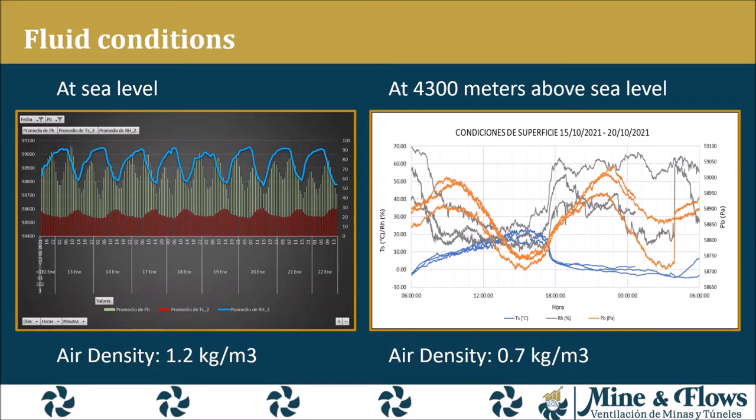This means the second mine needs only 60% of the power of the first mine for the same airflow and the same resistance. This is only for a change in the air density. This change impacts the capex and opex of the project because the size and consumption of the electric components are totally different.